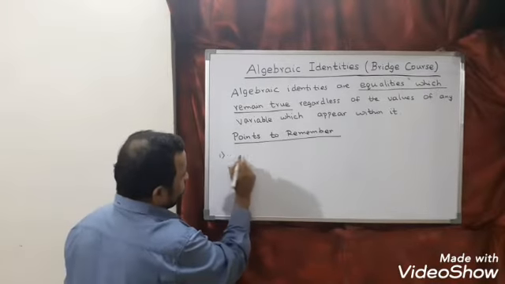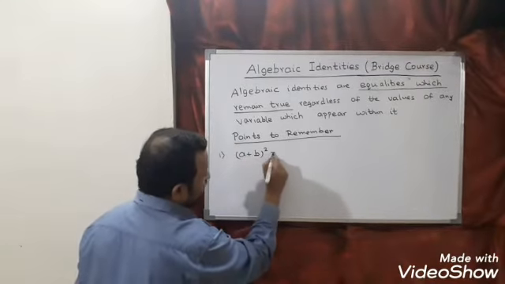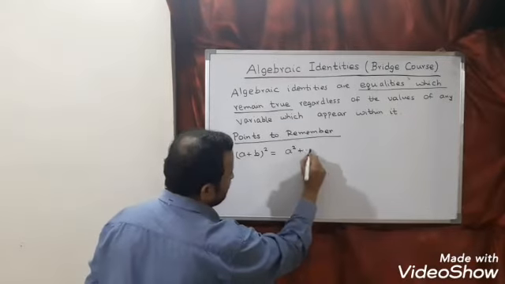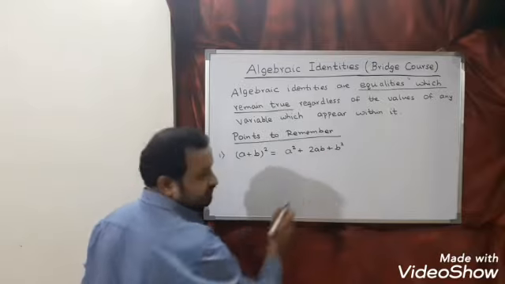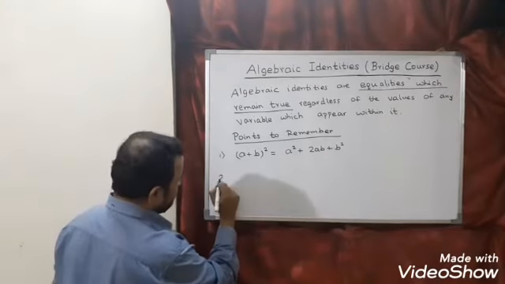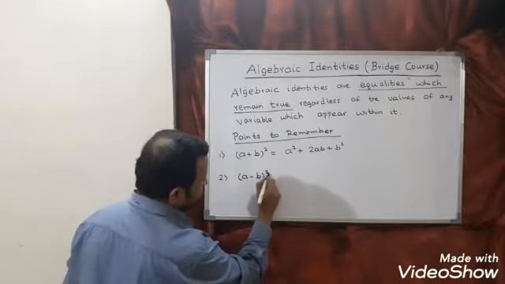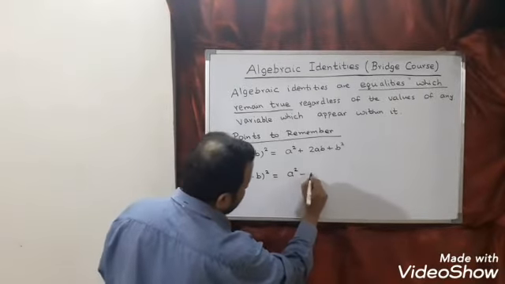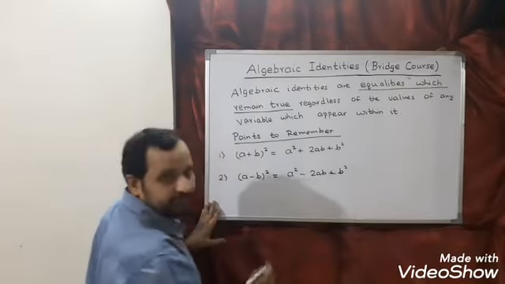So the first formula is a plus b whole square is equal to. So formula is saying what? A square plus 2ab plus b square. Next, a minus b whole square is equal to. So this we can write as a square minus 2ab plus b square.